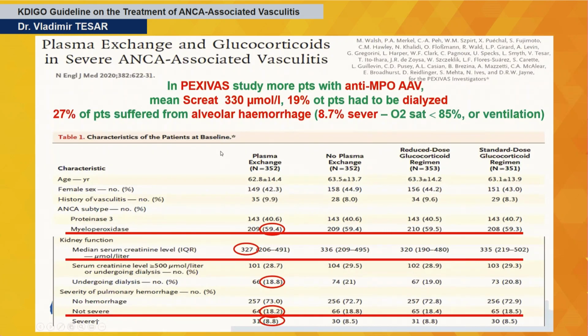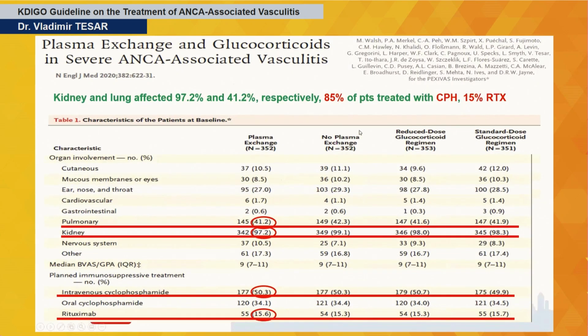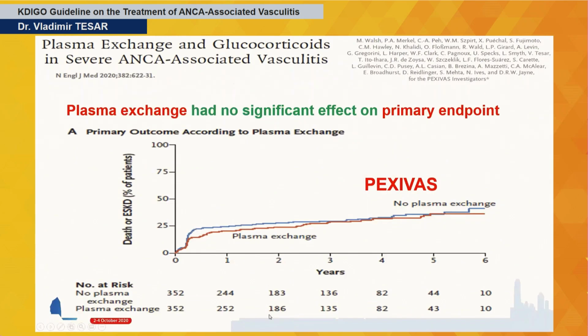And you see that it was really a typical population of these patients. There was a 20% proportion of patients who had to be dialyzed at presentation, and 27% of patients had alveolar hemorrhage, and this was severe in almost 9% of patients requiring ventilation or with low oxygen saturation. And these patients had mostly involvement of kidney, almost 100%, and lungs, and were treated mostly with cyclophosphamide, but there was still a proportion of patients treated with rituximab.